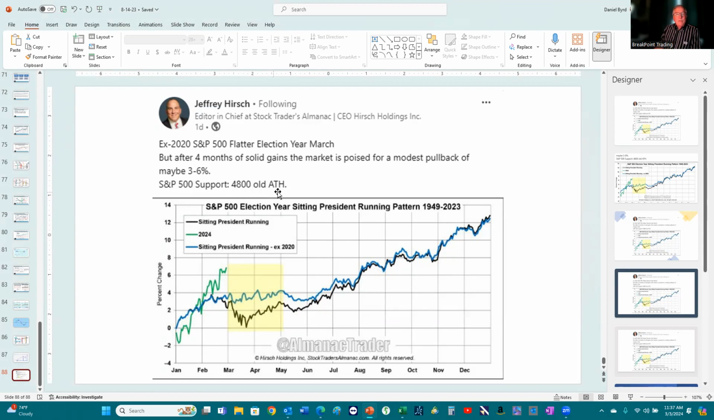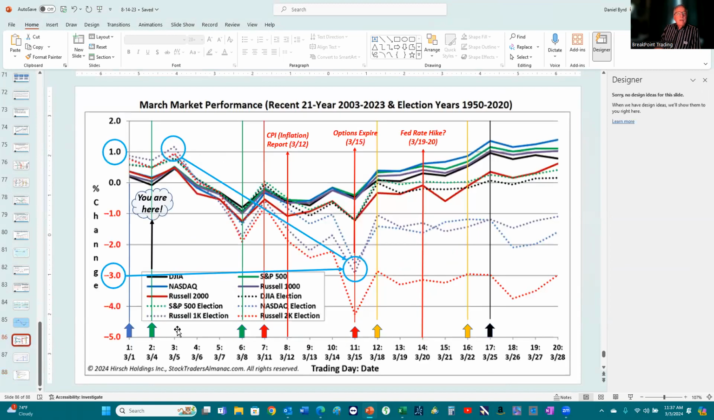It could be, but I don't think it's going to get that low. I think we're going to probably have about 5%. I don't think we'll have 6%. If we look at, I showed this last week as well, but this is what March looks like.